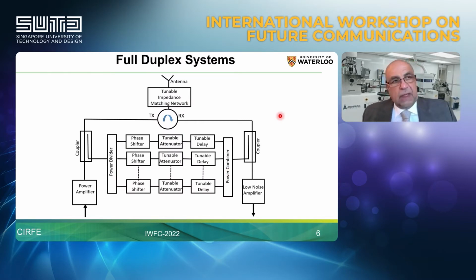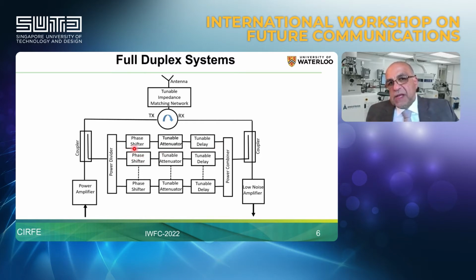Now, full duplex is a very interesting system. It's one of the main potential building blocks of 5G systems, where, as we know, most transceivers use a frequency for the receive different from the transmit. For a full duplex system, the receive channel and transmit channel use the same frequency, but obviously there is tremendous interference from the transmit side to the receive side. So that needs to be canceled. And you can have an RF cancellation circuit, which consists of phase shifters, tunable attenuators, and tunable delay lines. All of them can be integrated in a single chip and be able to provide the cancellation.